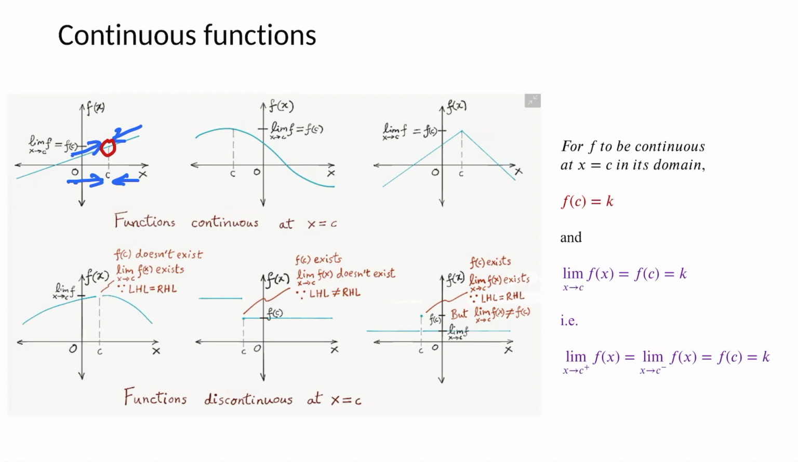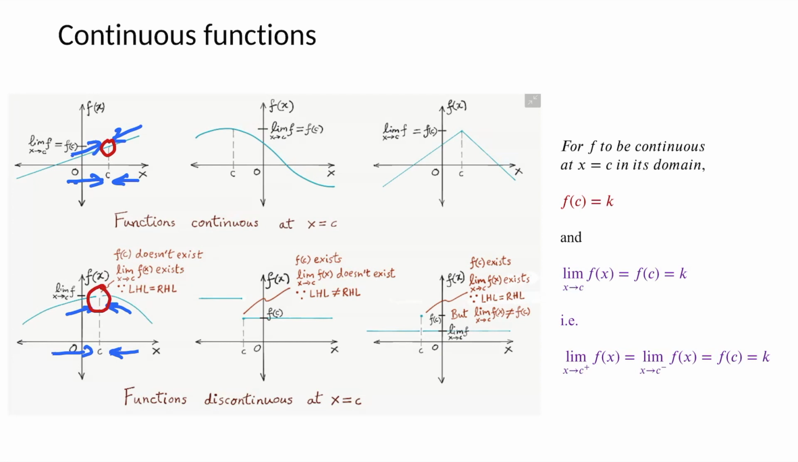Whereas if you look at these bottom 3 functions, we see that one of those conditions is violated. In the bottom left graph, for example, as we approach x equal to c from the left hand side or from the right hand side, the function does seem to approach a common value. So its limit does exist. But we see that the function itself is not defined at x equal to c. It does not take any value. So that condition is violated.